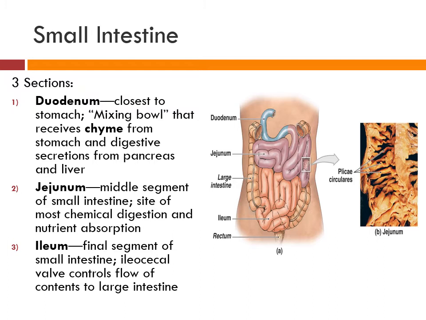The small intestine has three sections. The duodenum, which is the first section, shown up here in blue. That is the mixing bowl. It receives chyme from the stomach and digestive secretions from the pancreas and the liver. So we need additional secretions to break down our food and make it able to be absorbed. And so the pancreas and the liver are delivering their secretions into the duodenum at an area called the duodenal ampulla.